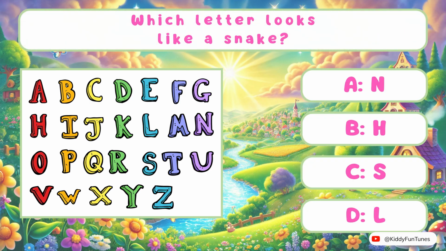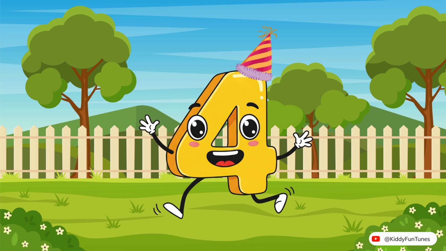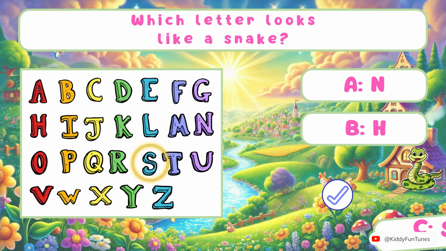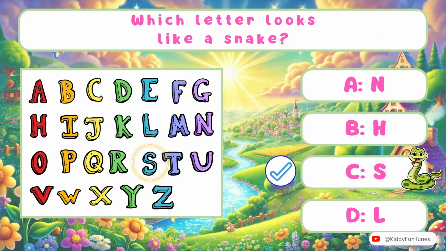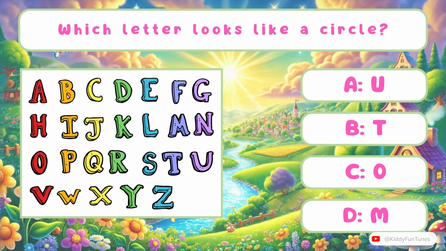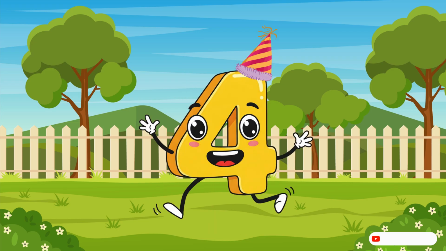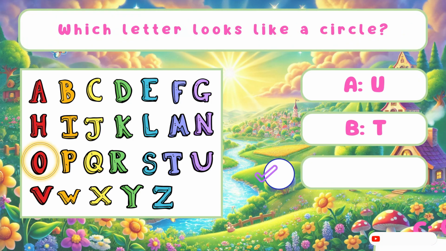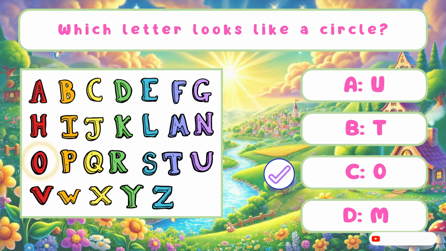Which letter looks like a snake? The wiggly letter that looks like a snake is S. Slither and say S. Which letter looks like a circle? The letter that looks like a circle is O. Round and round. Say O.